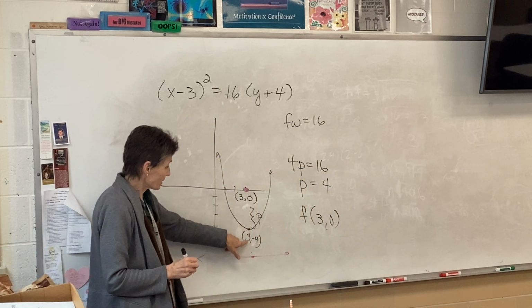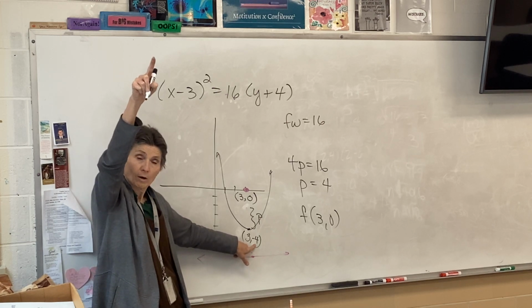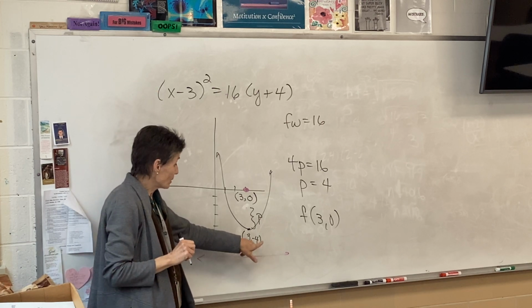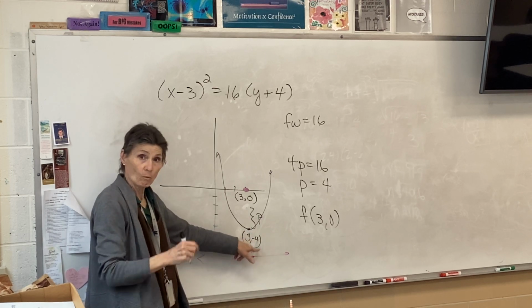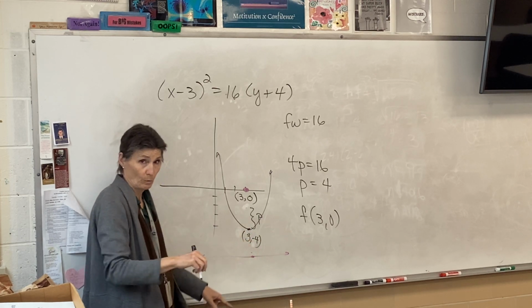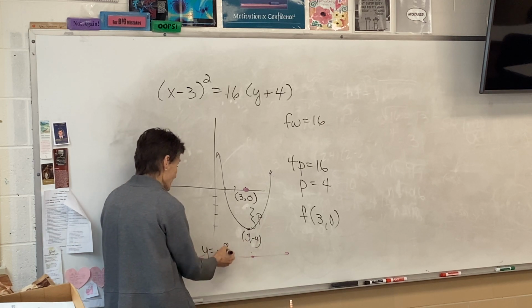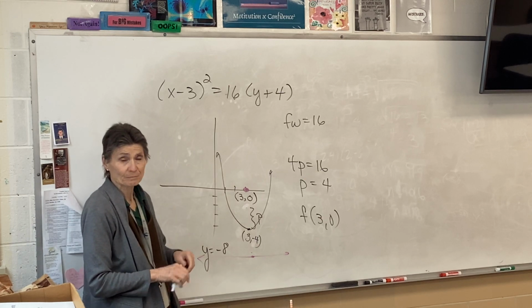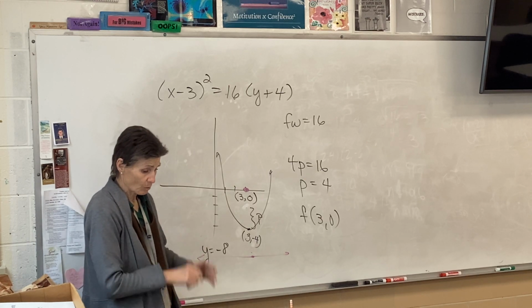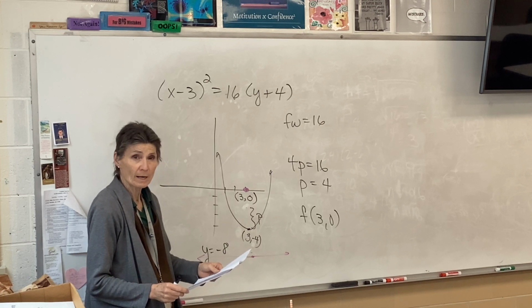Start at your vertex, -4, and go up 4. You're at 0. Now, start at your vertex and go down 4. -4 minus 4 would be -8. So this is the line where y equals -8. That's your directrix. That is your directrix. Okay?